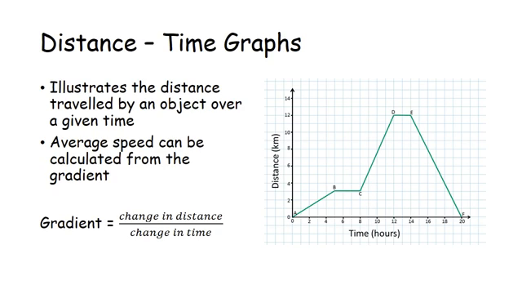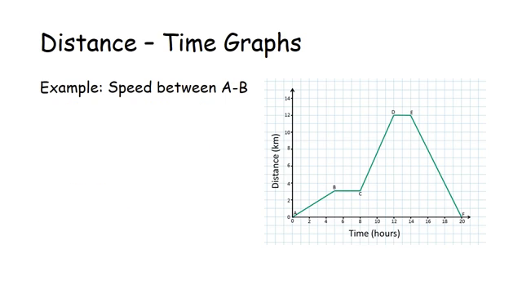For those of you who aren't quite maths minded, the gradient is basically the slope of a line that is on a slight angle, and the gradient for this particular section of time is your change in distance over the change in time. So for this example, we're just going to show you how to do the speed between these 2 points, point A and point B. So point B is here.